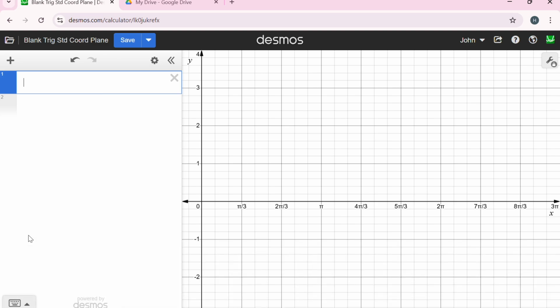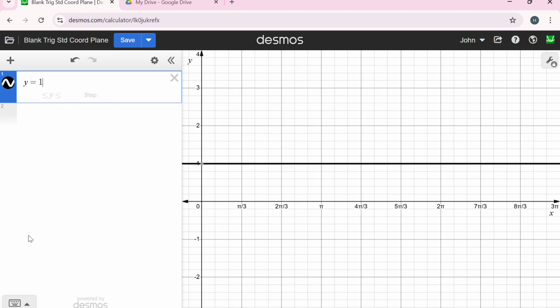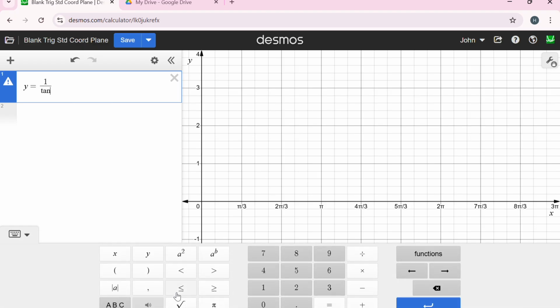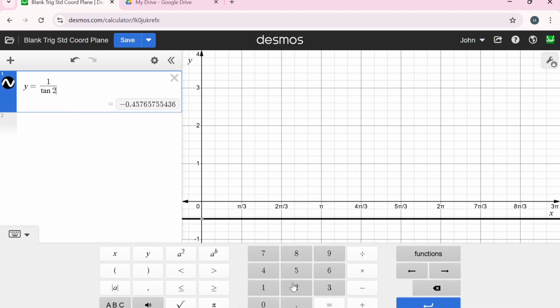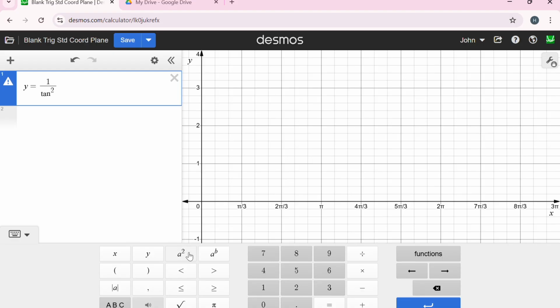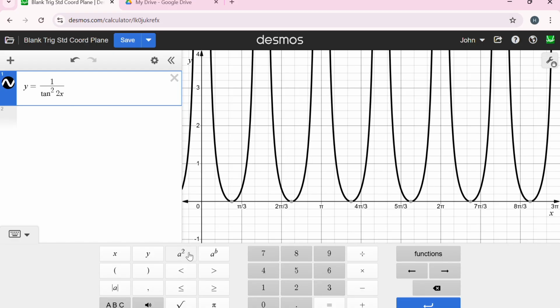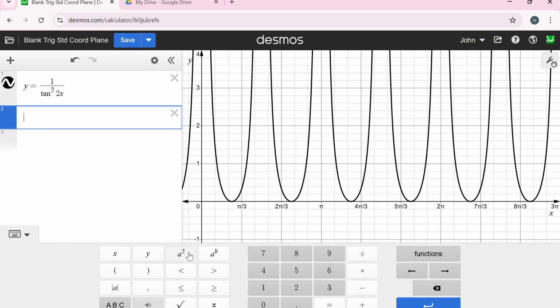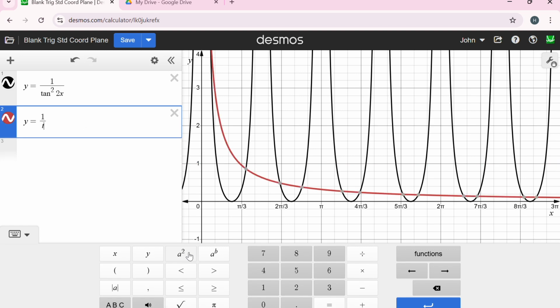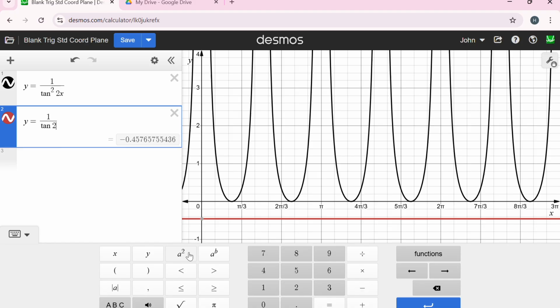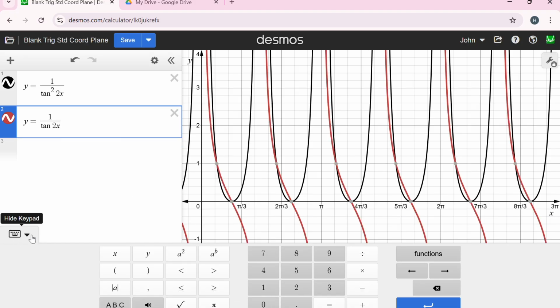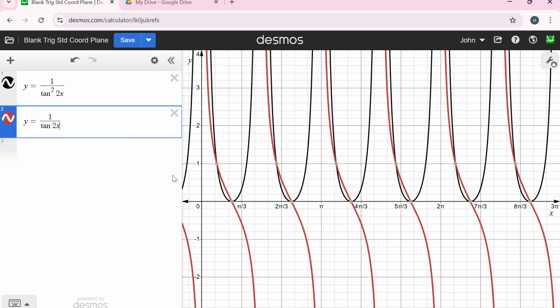Okay, number 6, y equals cotangent squared of 2x. Well, I'm going to use the trig identity. So it's 1 divided by tangent squared of 2x. That's the left side. Okay, and then the right side is y equals, well, cotangent of 2x, I'm going to do 1 divided by tangent of 2x. Okay, so there's our two graphs, left side, right side.